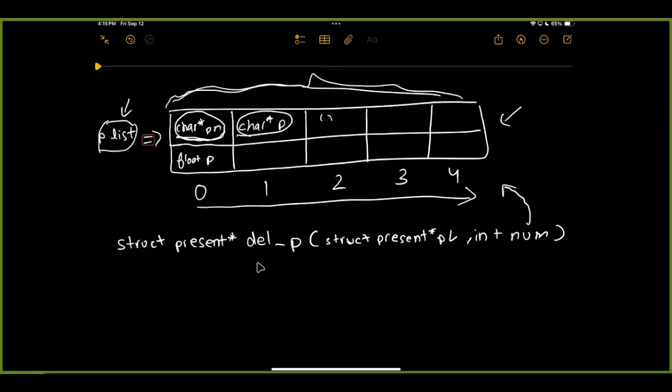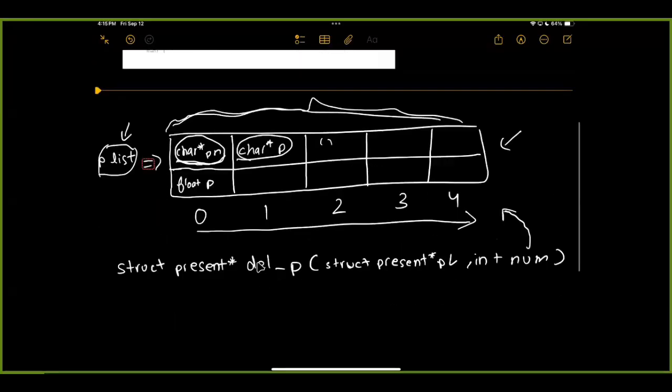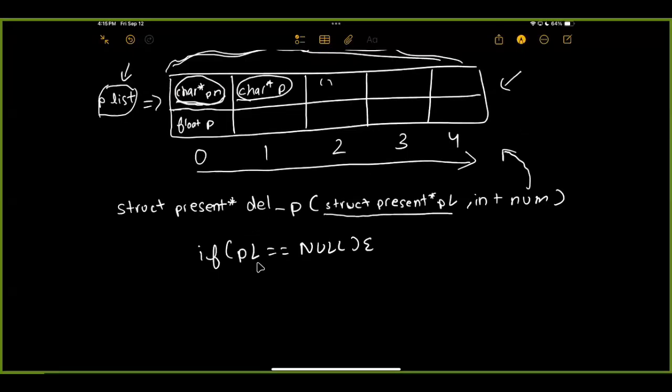Also, the question says that there might be a case that the list passed to this function as a parameter might already be empty, right? So it might already be null. So we have to make sure that in our function we are checking if the present list is already empty. A simple way to do that is a simple if statement. We can just say if PL is already pointing to null, then I can just return null, right?